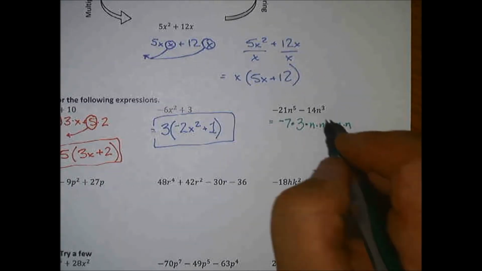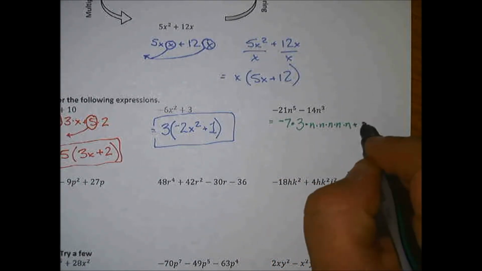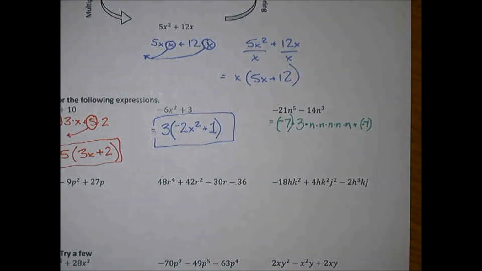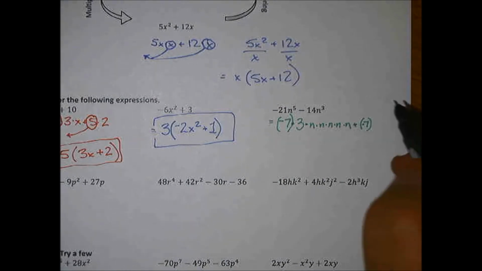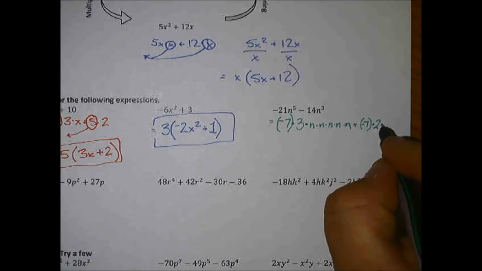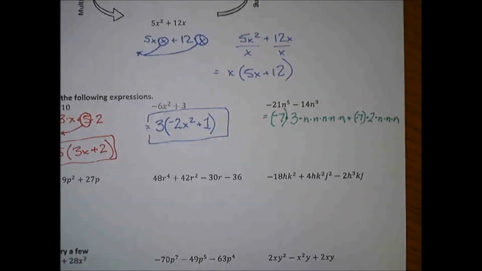Okay, that's the first term. And I'm going to say that that's plus another negative 7. Put those negative 7s in parentheses. And the way I get 14 is 7 times 2. So that's a times 2, and then 3 n's.